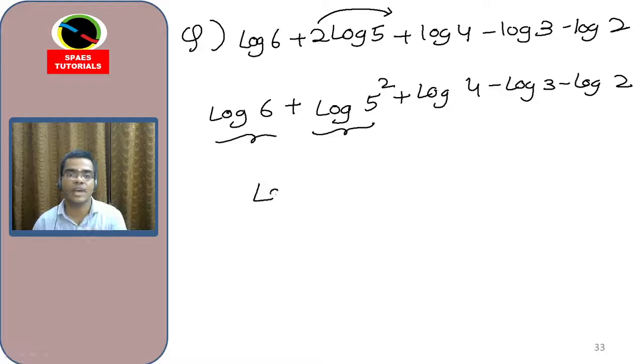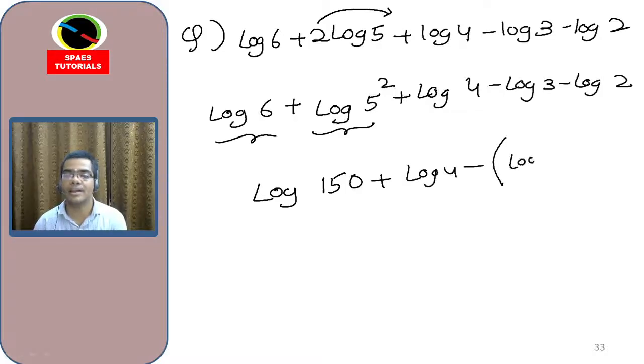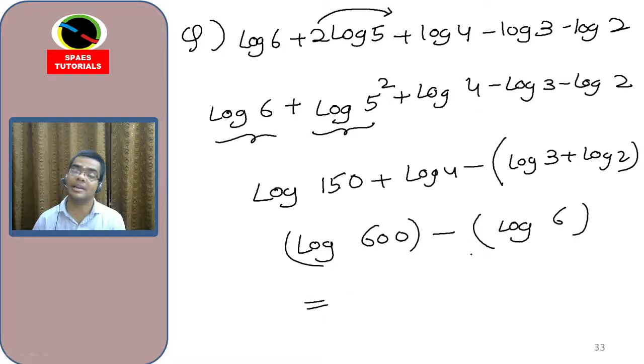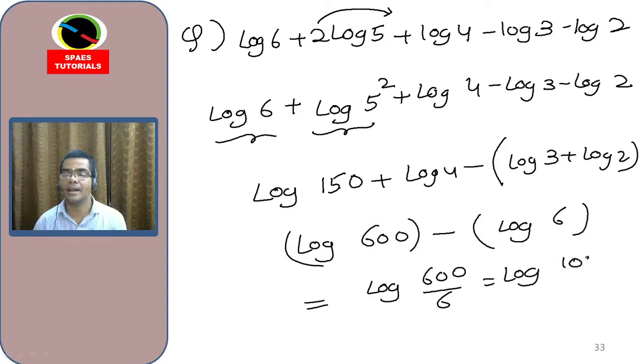Log 6 plus log 25 can be written as log 6 into 25, that is nothing but 150, plus log 4, minus, I can take common and write this as log 3 plus log 2. Now log 150 plus log 4 can be written as log 600, minus log 3 plus log 2 can be written as log 6. So now log 600 minus log 6 is going to become log 600 by 6, nothing but log 100. I told you one thing, that when the base is not given, you should consider the base to be 10. So log 100 base 10, the value is going to become 2. Is this question clear?